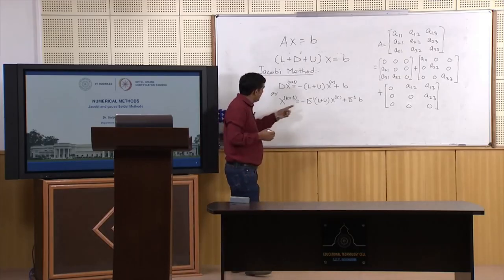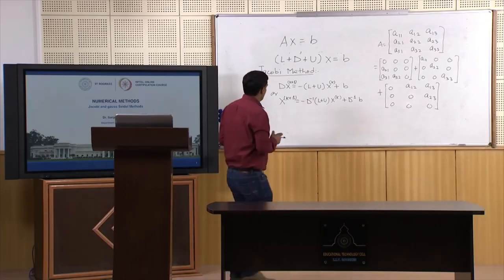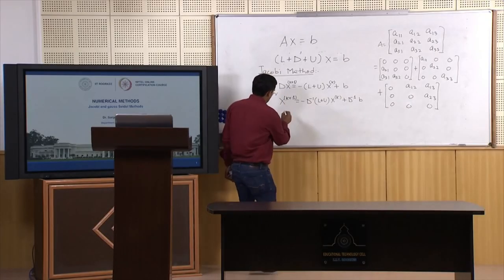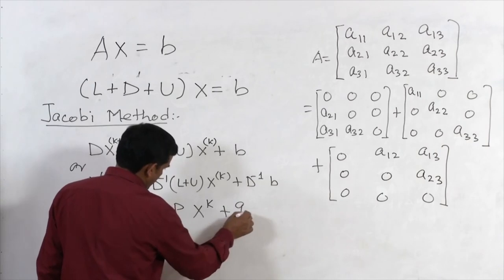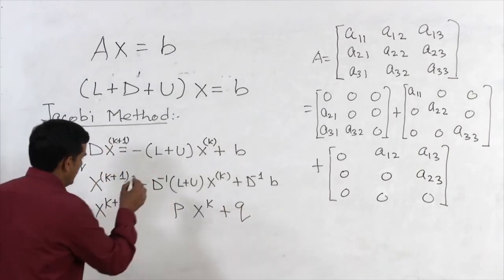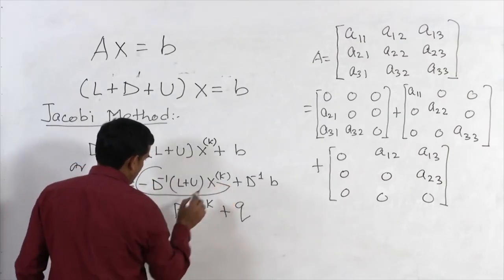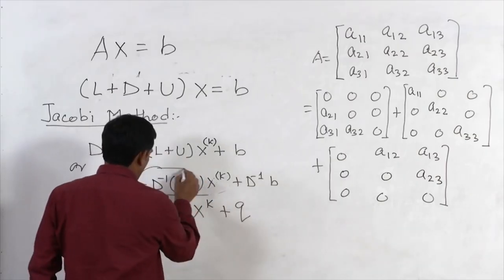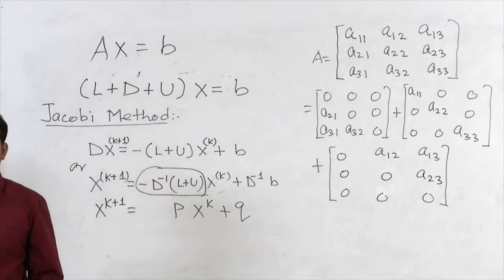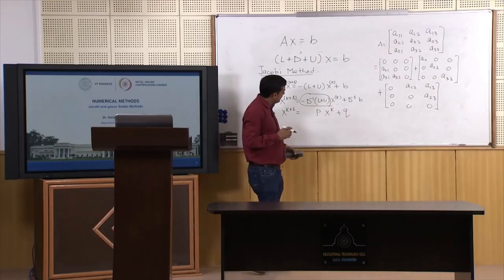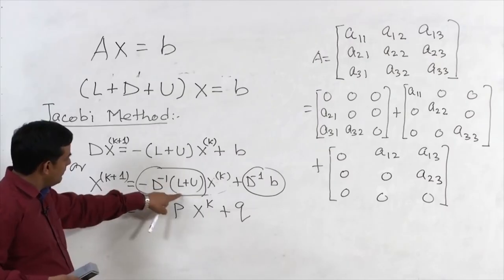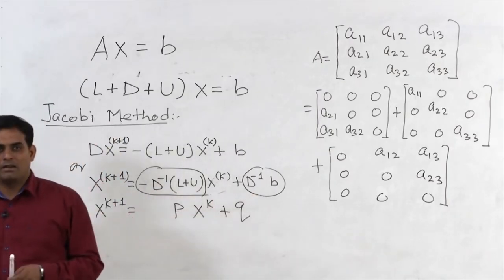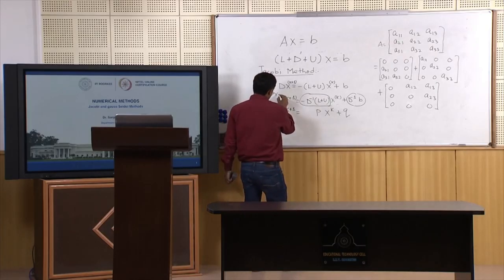Here, if I compare this particular scheme with the general formula of an iterative scheme, that is given by x k plus 1 equals P times x k plus Q, the iteration matrix P is given by this particular matrix. The right hand side, the column vector Q, is given by this term. It will be an n by n matrix and this will be an n by 1 column vector.